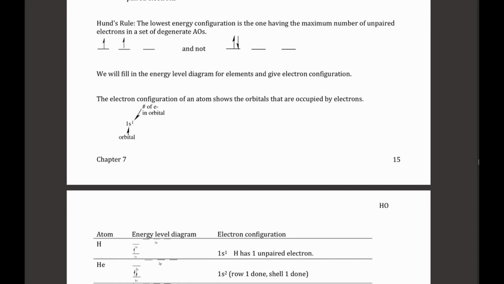It is done by showing which orbital we're talking about, like maybe the 1s atomic orbital, and then as a superscript to the right, we give the number of electrons that are in that orbital or those orbitals. So we show the orbital, and as a superscript we show the number of electrons in the orbital.